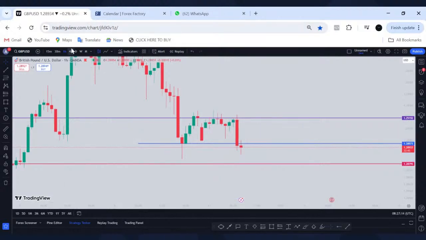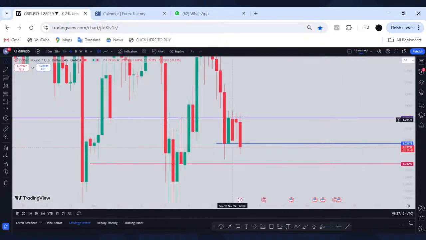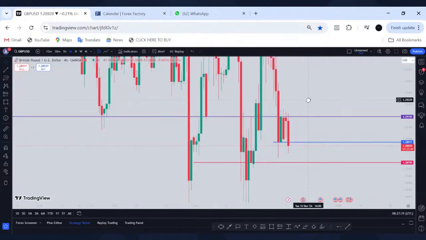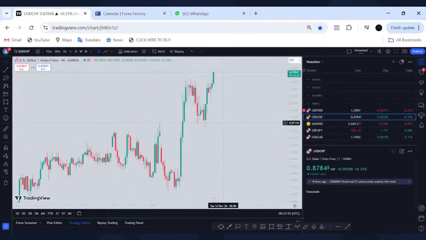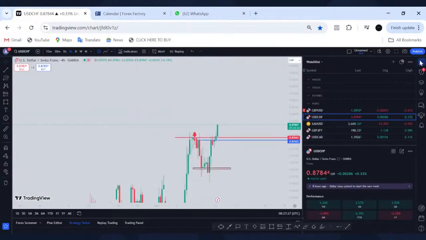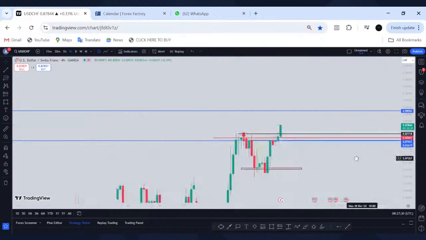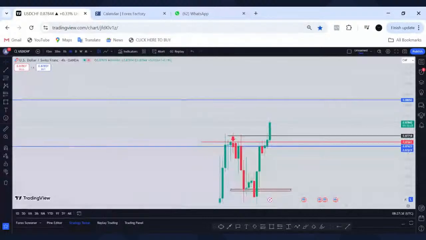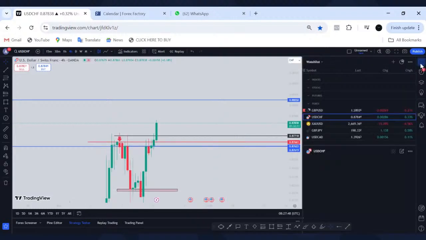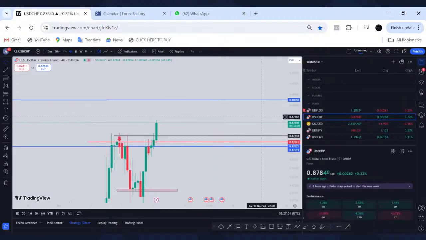Sometimes you miss some of the trades, so you just have to learn from it. I always say if you have an idea of where price is going to go and it moves accordingly, then you need to understand that you are on the right path. So USD CHF is just moving like that. So it did what it did.